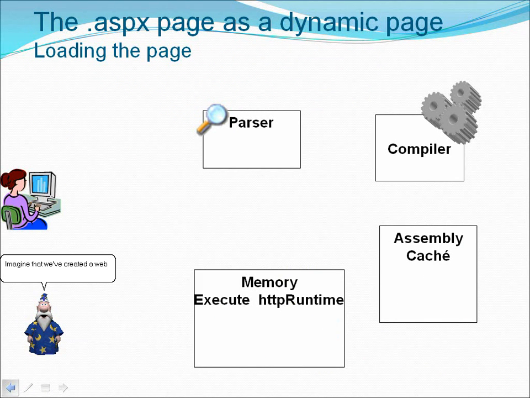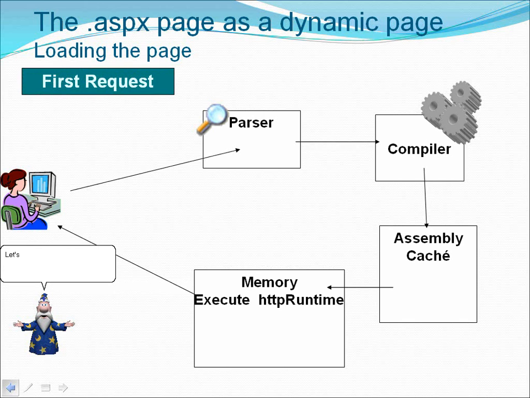Imagine that we've created a web application and hosted it on a web server, but nobody has requested a page from it yet. Well, just now we have the first person in the world requesting a page from our website. This is the first request. Let's say this person is in Australia. Here is what the request process would look like. The visitor requests a page from the web server.